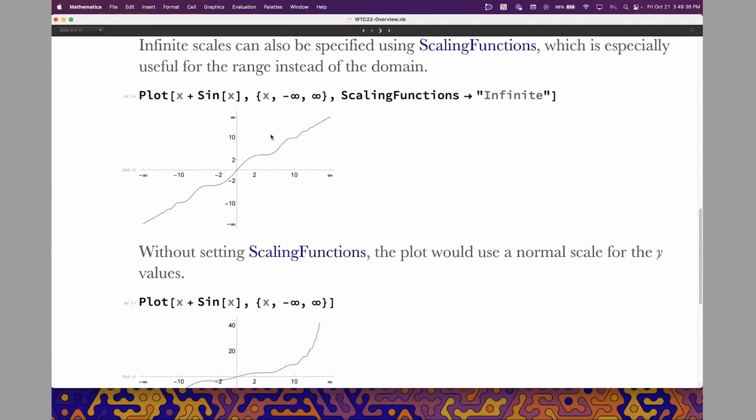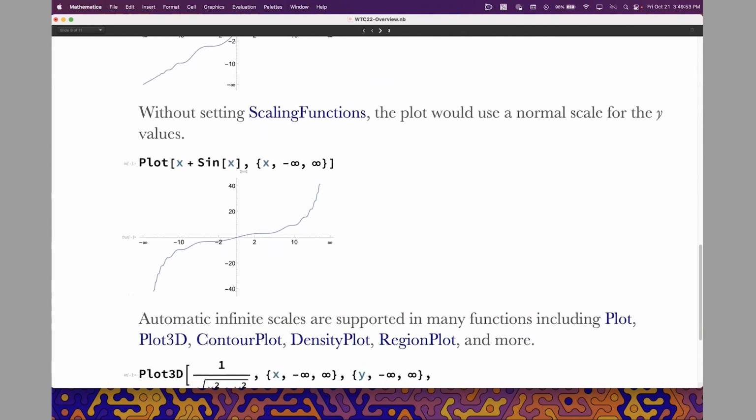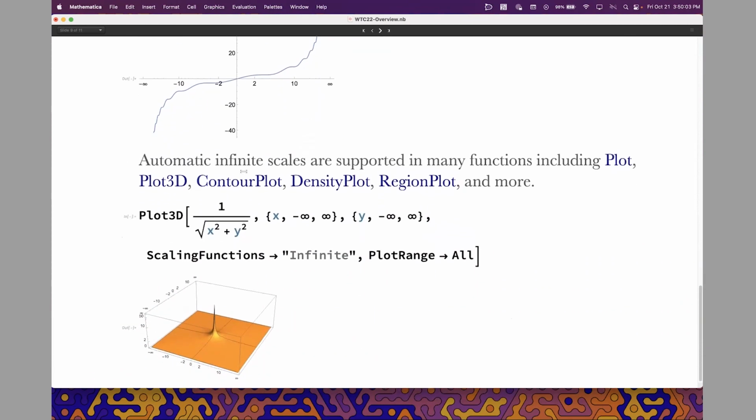So in this case, we're using infinite for both, and because we're dominated by that X term, this does a better job of showing that, it looks roughly like a plot of X, whereas if we don't specify that the vertical scale should be an infinite scale, we get some distortion because we're using a finite scale for the vertical axis.